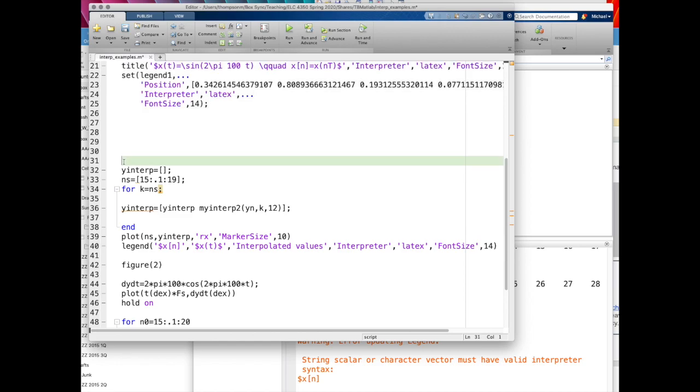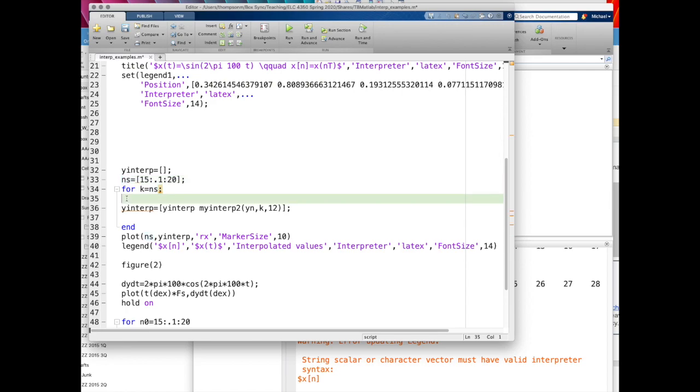Next, what I want to do is actually plot some interpolated values. To make that happen, I make an empty array called yInterp. I choose the values that I want to interpolate over. I'm going to go from 15 to 20 in steps of 0.1. So that's the vector ns, 15 to 20 in steps of 0.1.